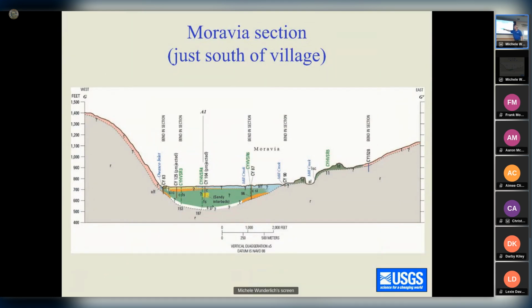That said, though, if you look beneath these lacustrine confining unit here, there likely is sand and gravel at greater depth in Moravia, just like in Locke. So if for some reason there are issues with the shallow supply, they potentially have a deeper supply available to them.